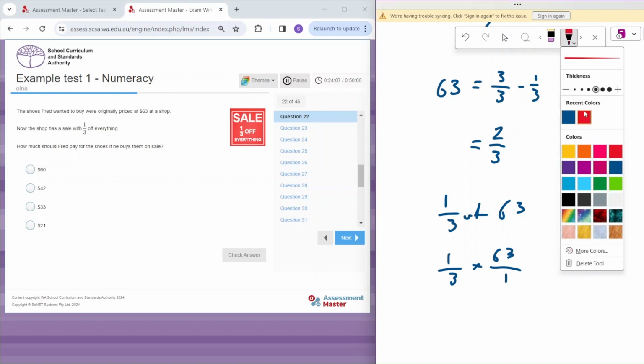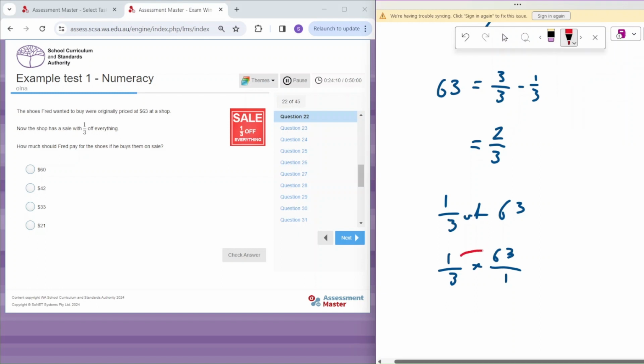So let's do this fraction multiplication. We need to times the top numbers and times the bottom numbers. 1 times 63 is 63. 3 times 1 is 3. So we're left with 63 over 3. What that actually means is 63 divided by 3. So how can we divide 63 by 3? Well, we need to figure that out.